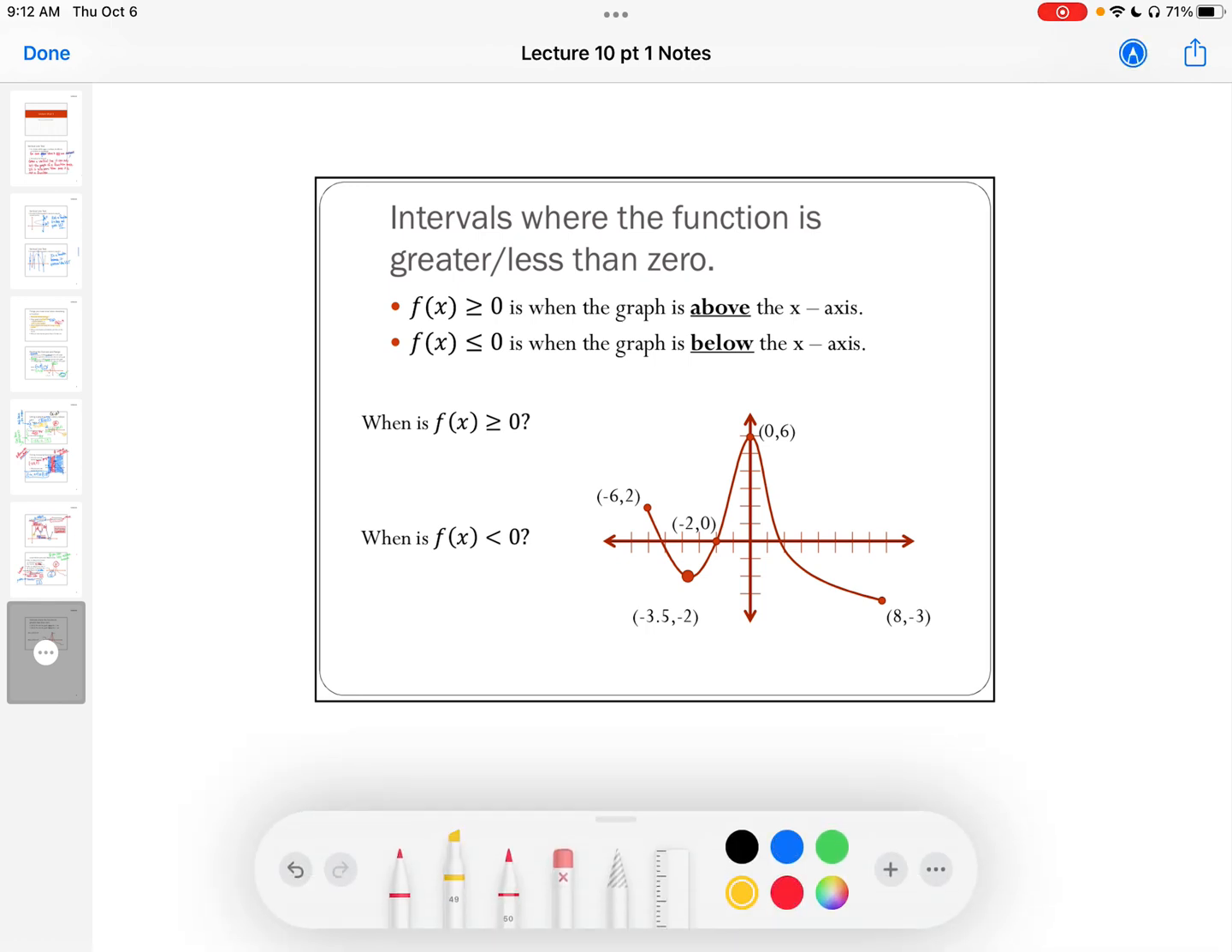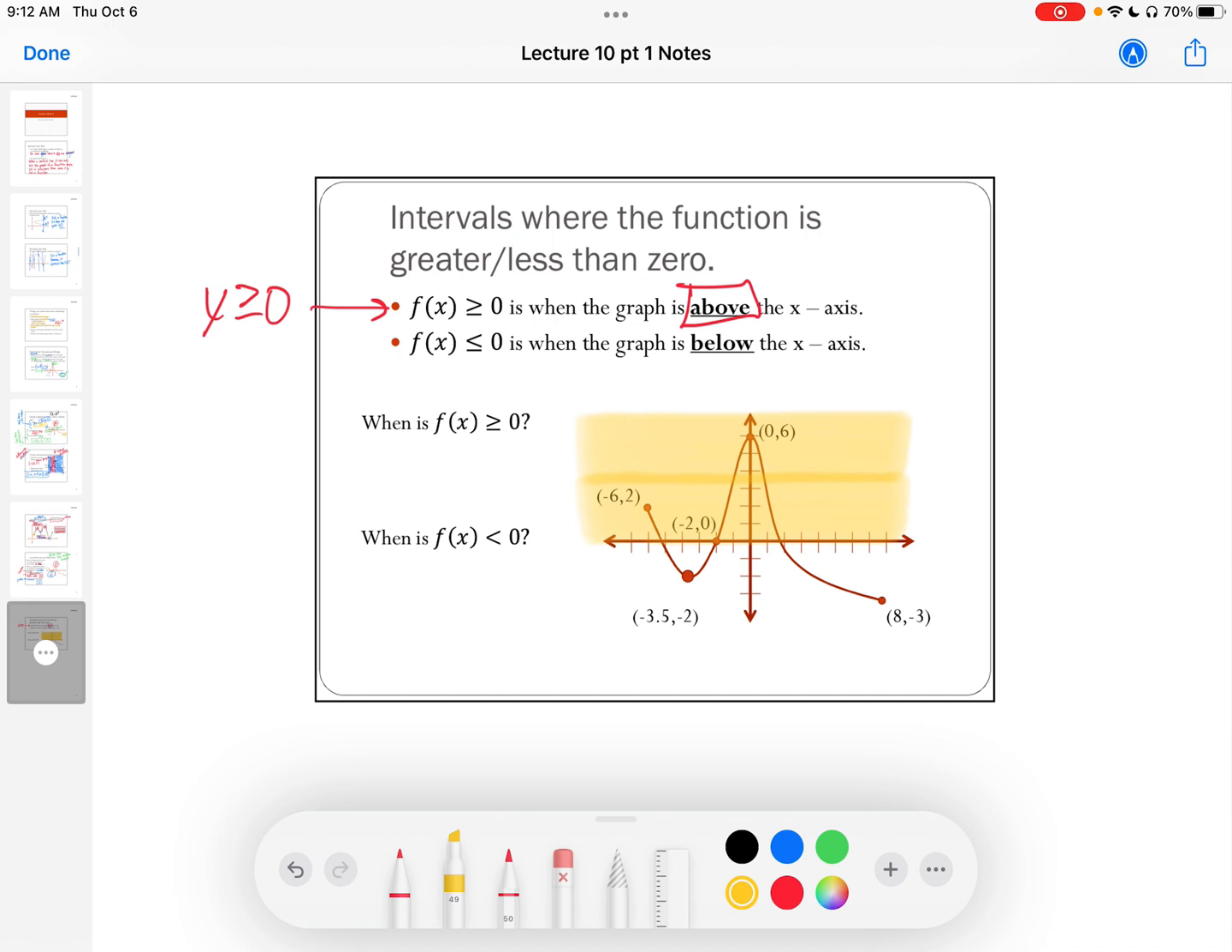So starting out here, okay, f of x is greater than or equal to 0 when the graph is above the x-axis. Now, why does that make sense? Well, what's another way to write f of x? Well, you could write it as y. So this is saying, when are your y values greater than or equal to 0? Well, my y values are greater than or equal to 0 up here, okay? That is where your y values are always greater than or equal to 0, okay?